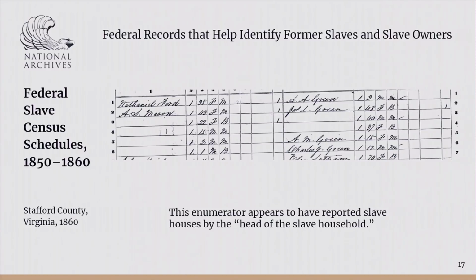But the enumerator has chosen to indicate the head of the slave household, so that you know from this that the 43-year-old female is the head of one household and the 22-year-old female is the head of another slave household. So although you don't know which households the children were in, that at least gives you some indication of how the people were broken out.